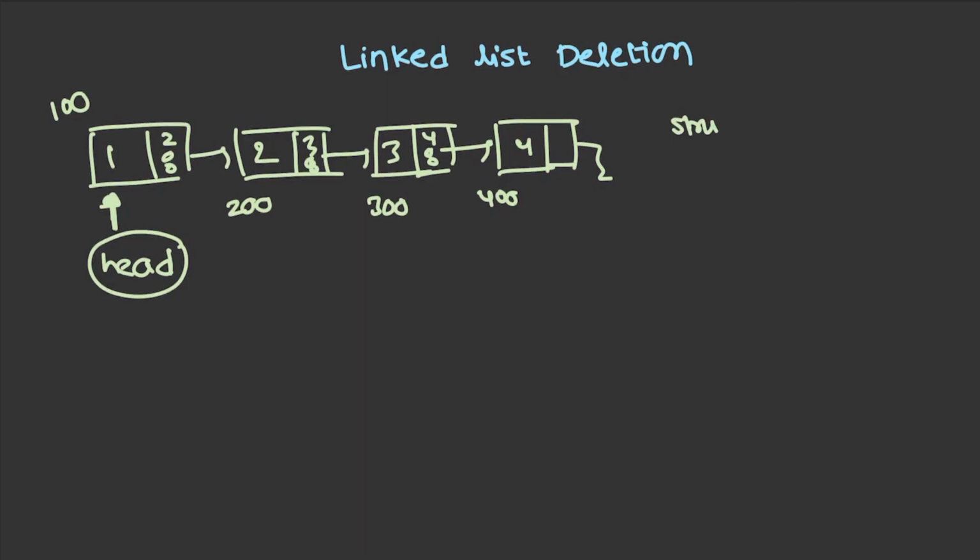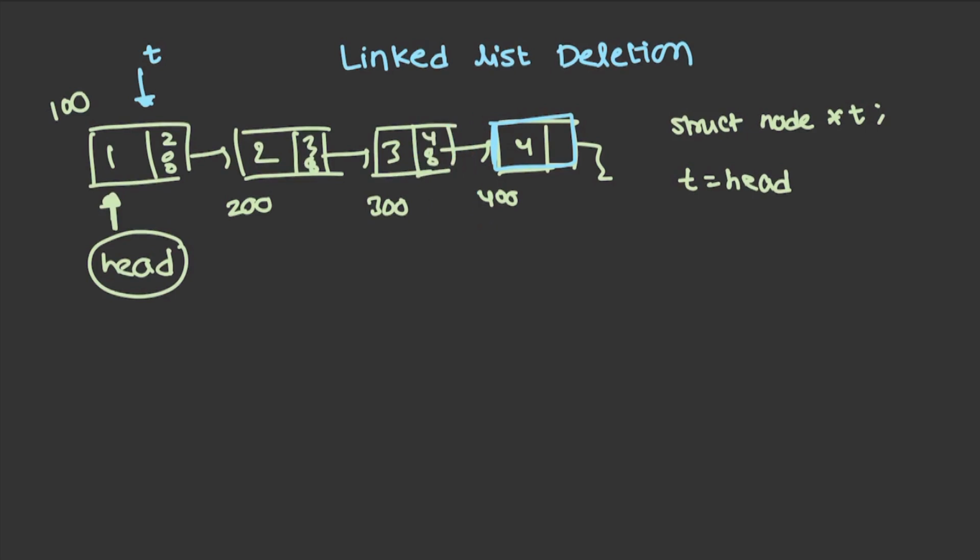I am declaring another pointer, let's say a temporary pointer T. T is equivalent to head. This actually points to this location. Now I need to delete the last node. For deleting the last node, I just need to point the node before it to null. If this points to null, then the last node will be automatically eliminated.